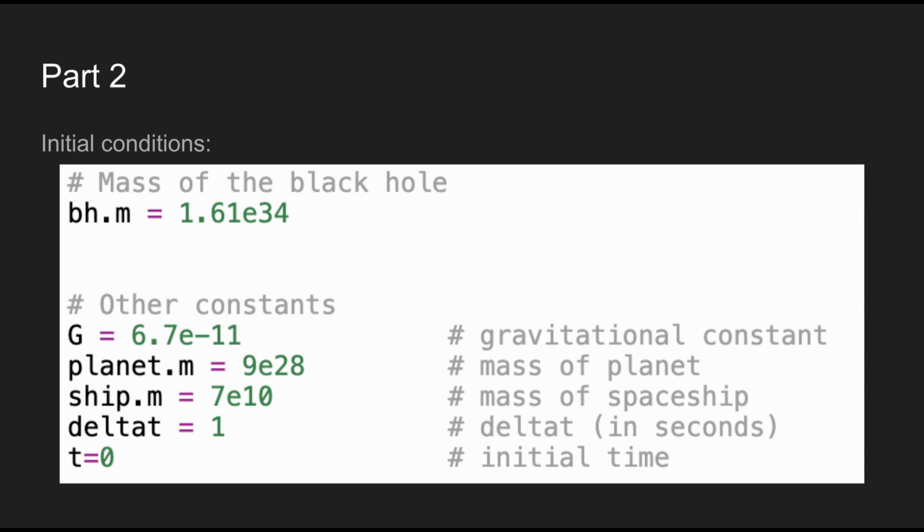In the second simulation, I used the properties of gravitational forces to determine the initial velocity required for a ship to escape a planet and pass by the black hole from part 1 without colliding with its event horizon. For the simulation's initial conditions, the mass of the black hole would be 1.61 times 10 to the 34 kilograms, the mass of the planet would be 9 times 10 to the 28 kilograms, and the mass of the ship would be 7 times 10 to the 10 kilograms. The planet would be 10 to the 10 meters from the black hole in the x direction. The ship would begin at the side of the planet facing the direction of the motion.